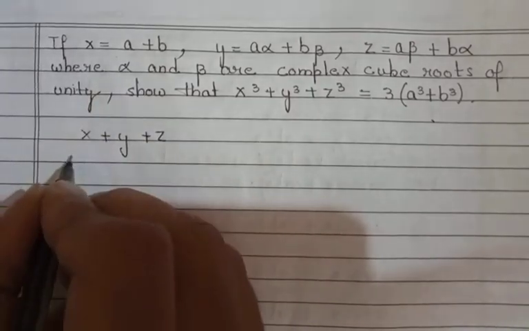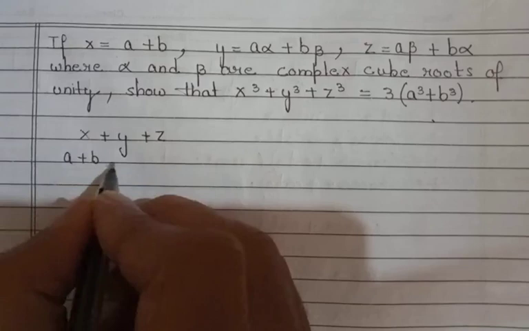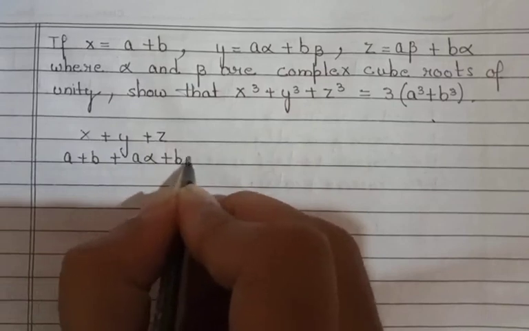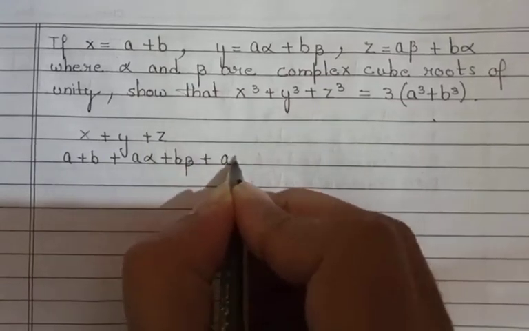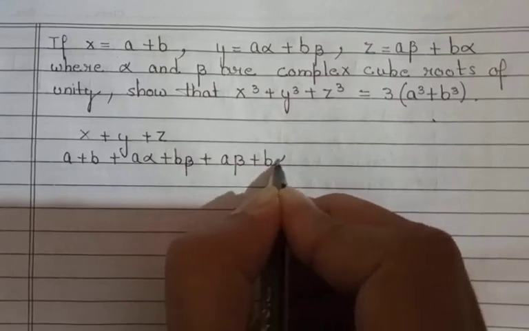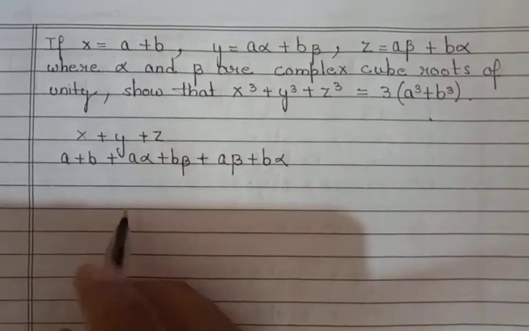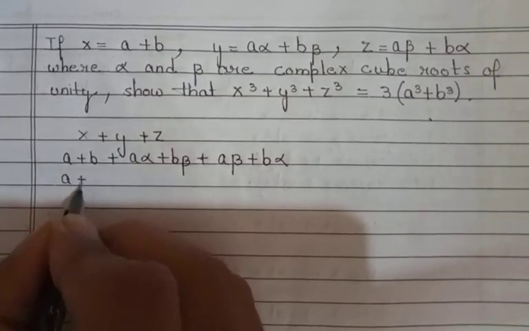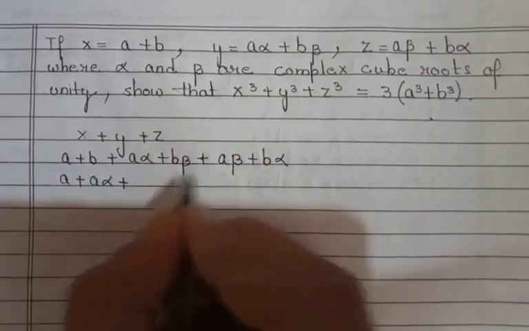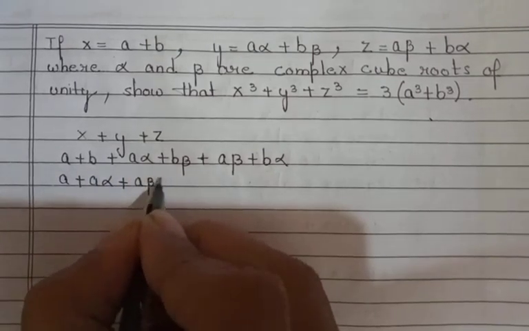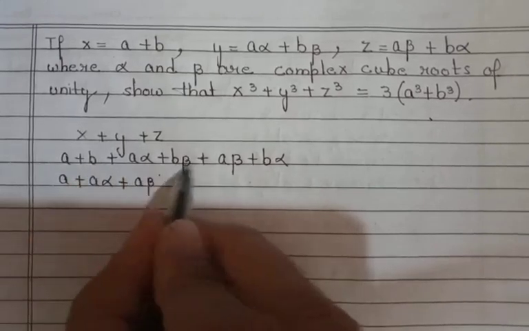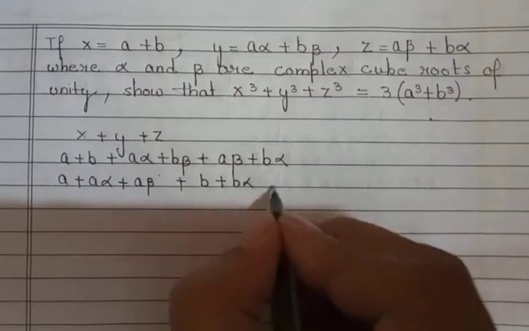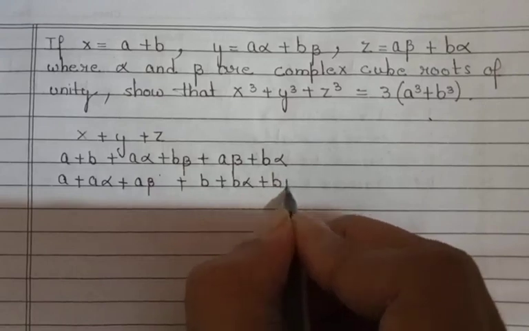X is a plus b, y is a alpha plus b beta, and z is a beta plus b alpha. Now we will collect the terms containing a, like these three terms: a plus a alpha plus a beta. Then we will collect the terms containing b: b plus b alpha plus b beta.